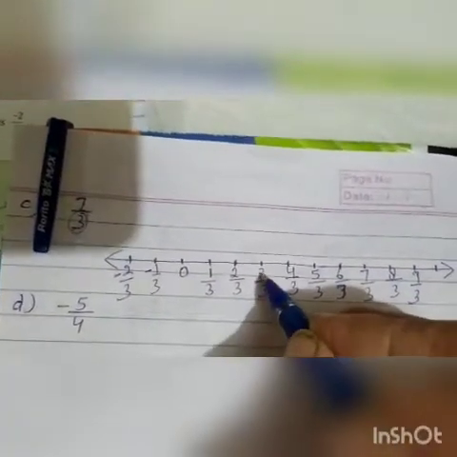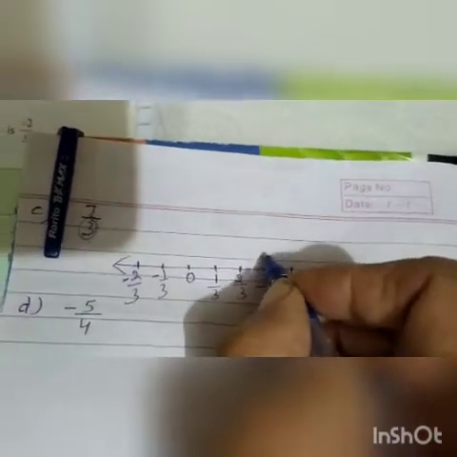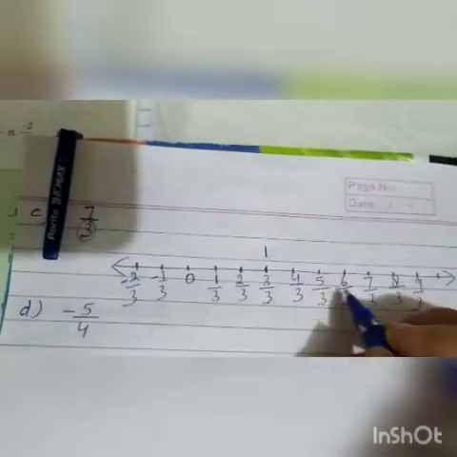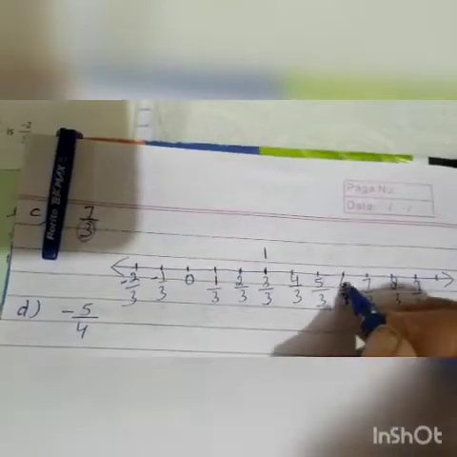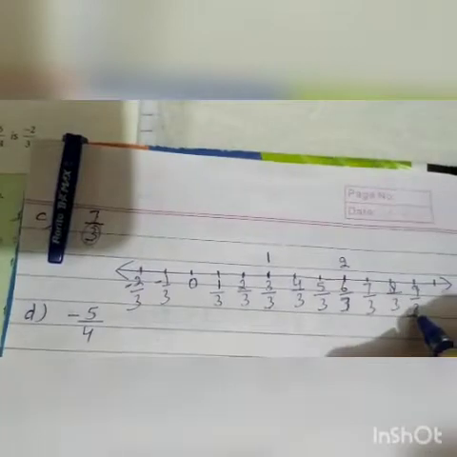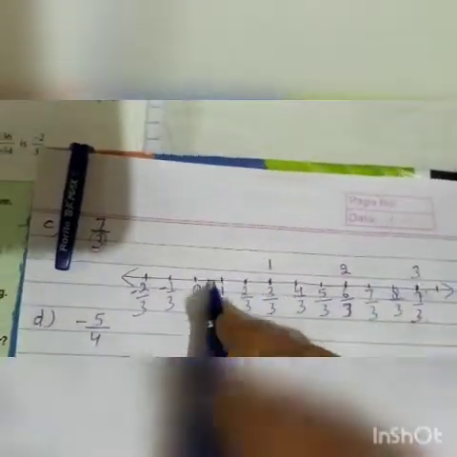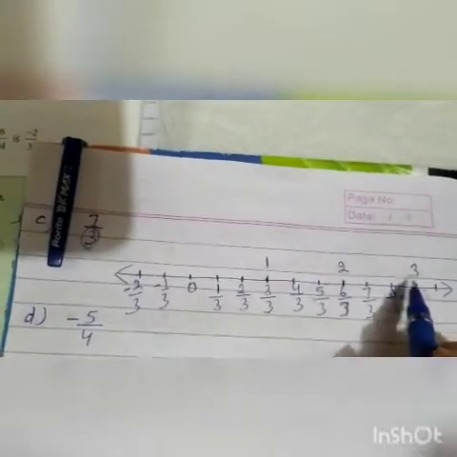Now students, see first. This is 3 upon 3, 3 ones are 3. It means this point will show 1. Now 6 upon 3, 3 twos are 6. This point will show 2. This is 9 upon 3, 3 threes are 9. This point will show 3. It means 0, 1, 2, 3.